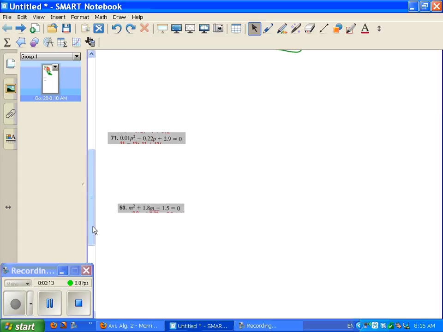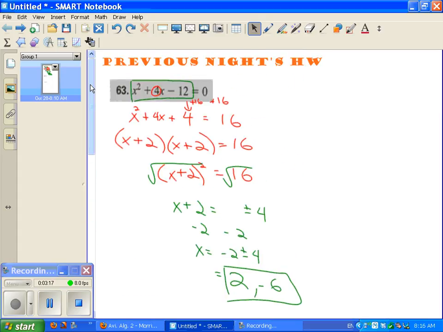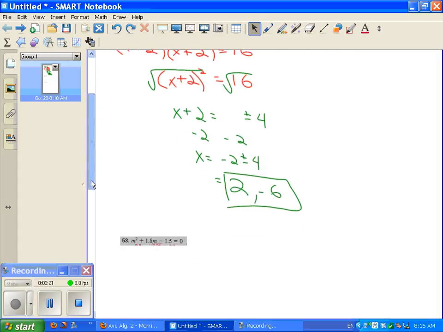I got 17 over 15 minus 6 square root 2 over 9. We'll have to look at that one.